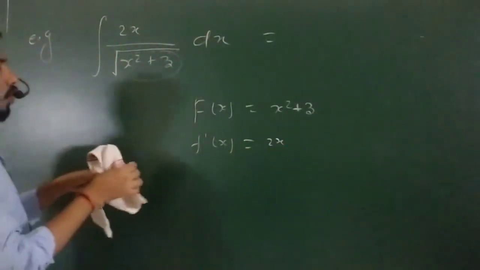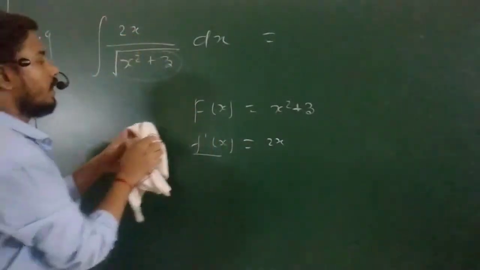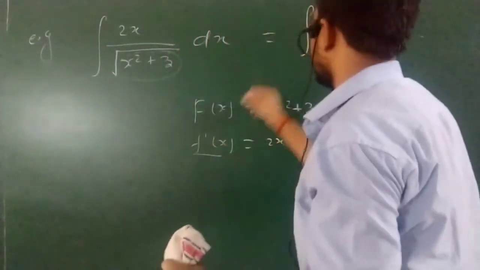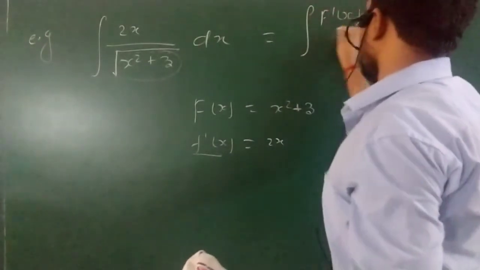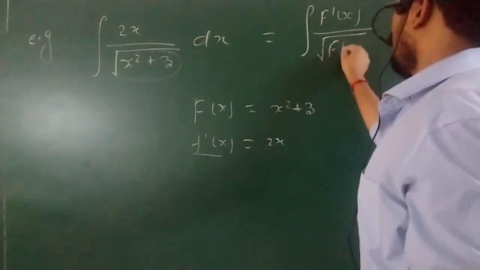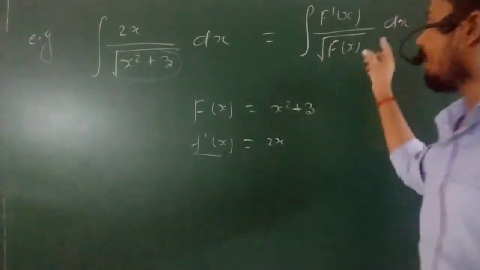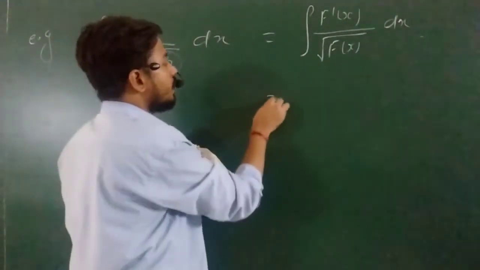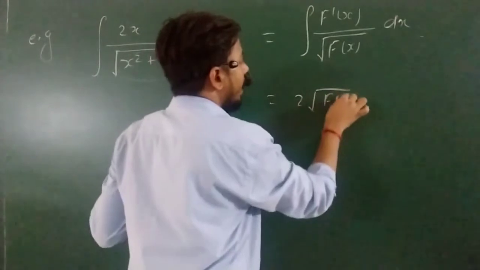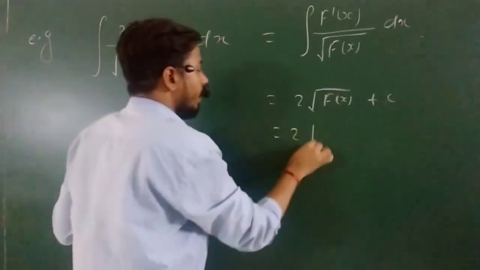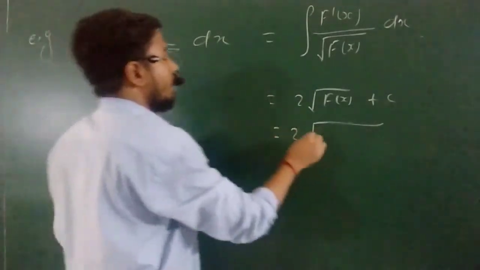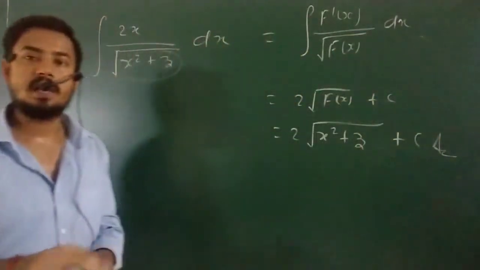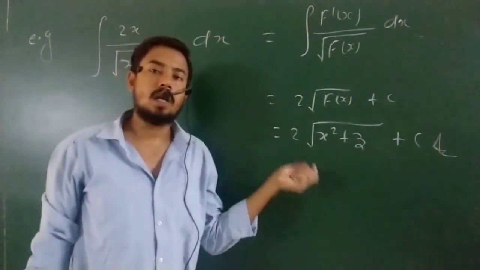It means this is its differentiation. So I assume this one, so this function becomes like that, 2x. It means this becomes f dash x, and this becomes under root f of x dx. And this is our second formula. On the basis of the second formula, we can directly write 2 root f of x plus c. So this becomes 2 root of x squared plus 3, plus c. This becomes our result. Yeah, for this we can use another method also, that is called the abnormal method.